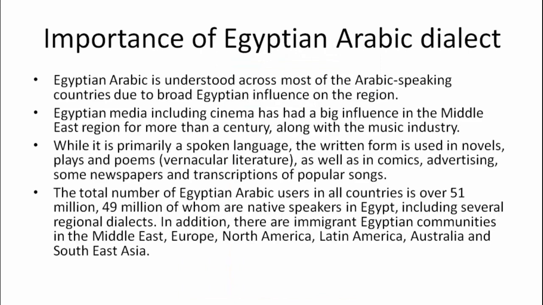The importance of Egyptian Arabic dialect. Egyptian Arabic is understood across most of the Arabic speaking countries due to broad Egyptian influence on the region. Egyptian media, including cinema, has had a big influence in the Middle East region for more than a century, along with the music industry. While it's primarily a spoken language, the written form is used in novels, plays, and poems, vernacular literature, as well as in comics, advertising, some newspapers, and the transcriptions of popular songs.